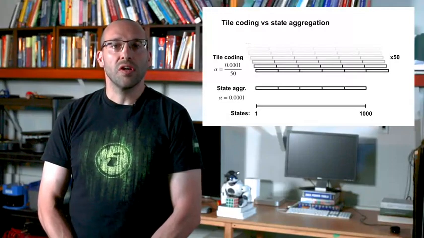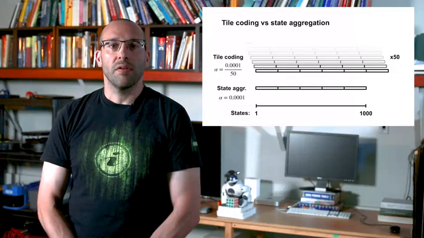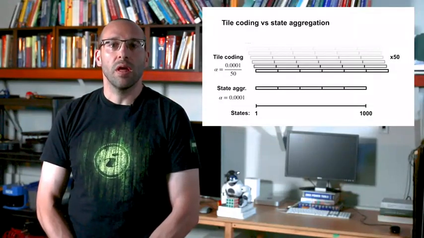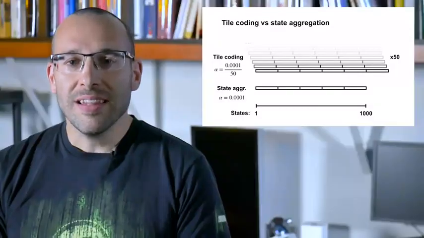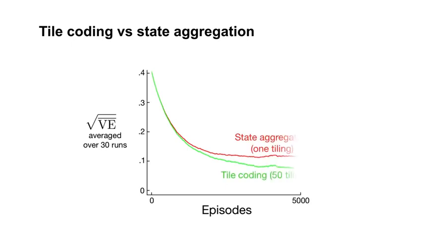Let's compare these two function approximators with gradient Monte Carlo. The step size parameter alpha is scaled by the number of active features, 50 for tile coding and 1 for state aggregation. Let's look at the results. We plot the value error averaged over 30 runs after each episode. Both agents learn quickly due to aggressive generalization. However, the tile-coded representation is able to better discriminate between states and achieves a lower value error.